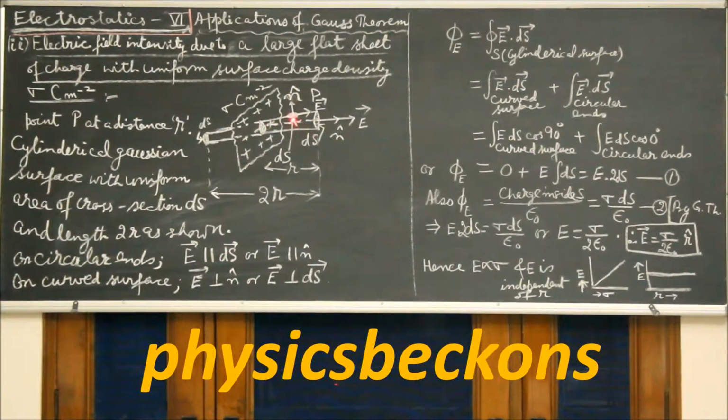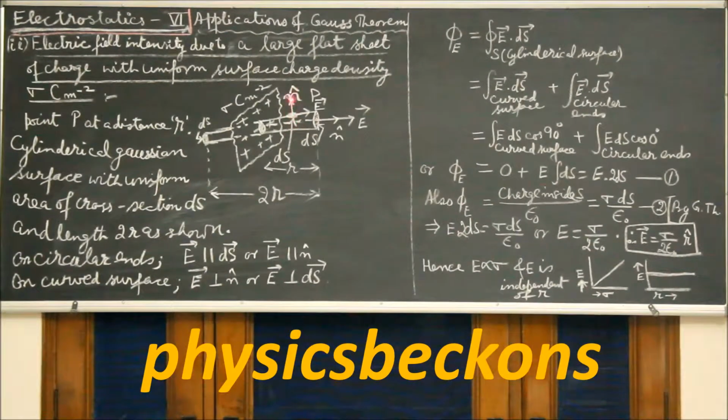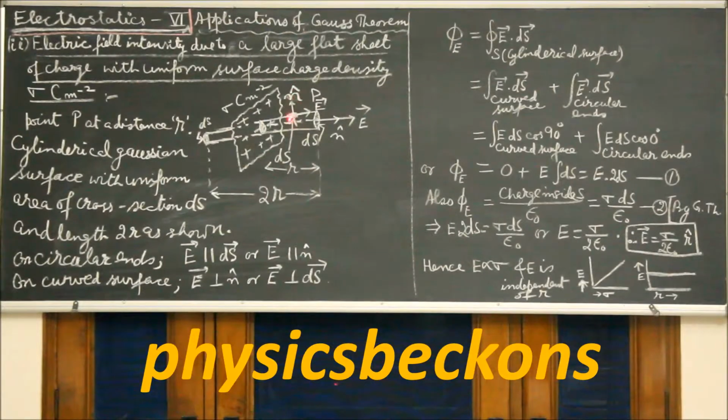However, on the curved surface, if this is a small element, then the field will be towards the right, away from the positive charge, and the area vector will be upwards along this n cap. So on the curved surface, the field is perpendicular to n cap, or the field is perpendicular to the area vector. In the case of circular ends, the angle between the field and the normal to the surface is 0, and in this case it is 90 degrees.